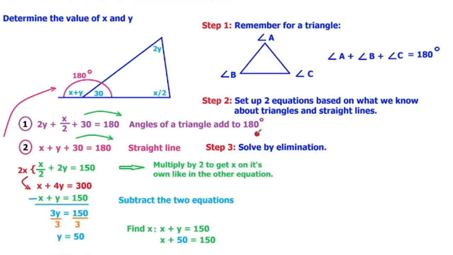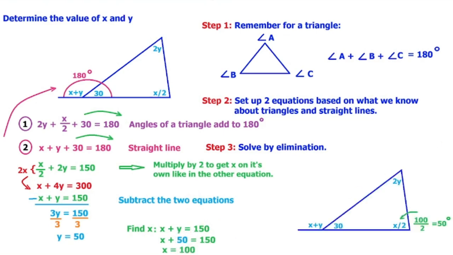So now we can find x. Well, we know x plus y equals 150. We found this equation here, x plus y equals 150. So we could put 50 in for y, and we can now solve for x. x equals 100 when we move this over.